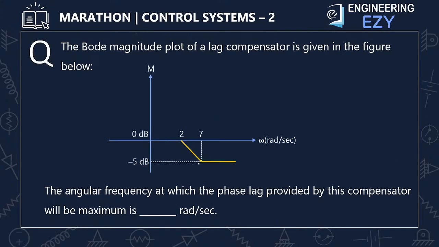This question is again a Bode plot question, but it relates the compensator with the Bode plot. The Bode magnitude plot of a lag compensator is given in the figure below. You have to calculate the angular frequency at which the phase lag provided by this compensator will be maximum. So you have to calculate omega m, the frequency at which maximum lag is provided by this compensator. Try to give the answer to this question.